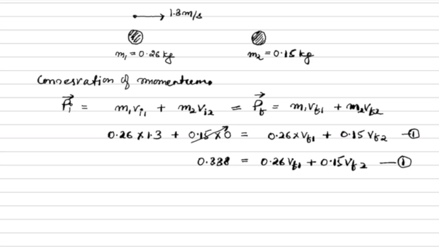But we cannot get answers with one equation. Why? Because we have one equation and two variables. We don't know the final velocity of the first mass, and we also don't know the final velocity of the second mass. So what to do? We need another equation. And in the question, they have told us that it is a perfectly elastic collision. That gives us a hint how we can make the second equation.